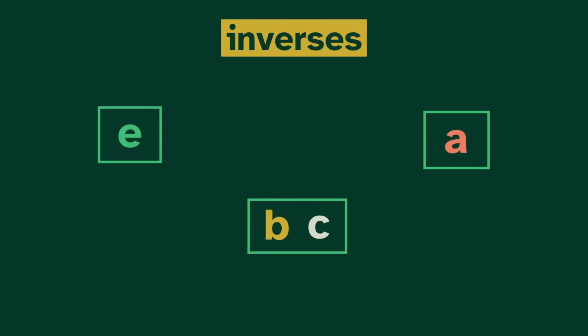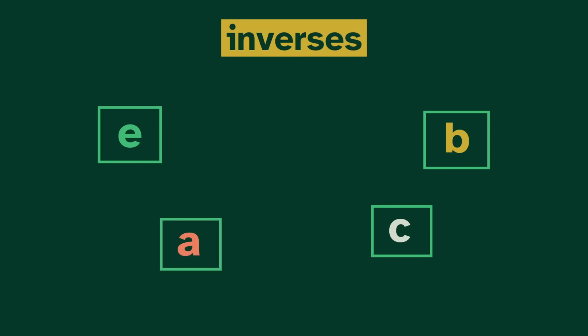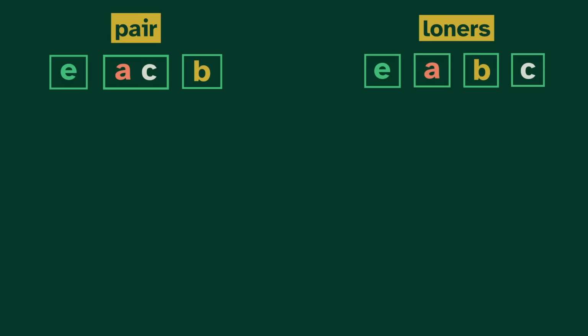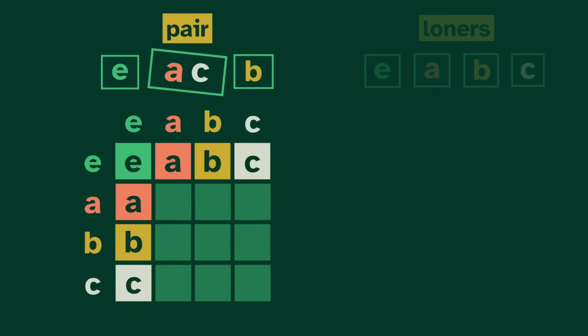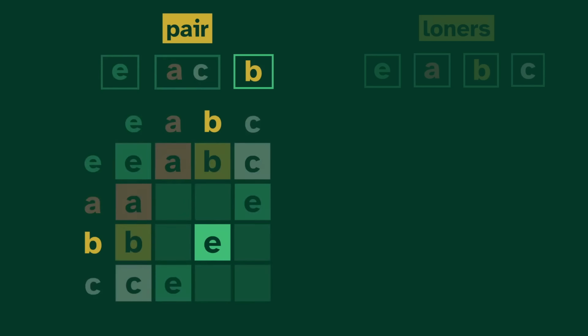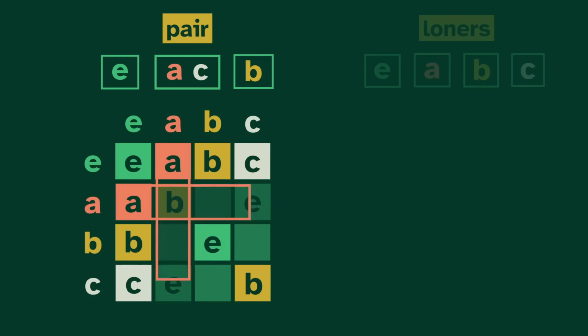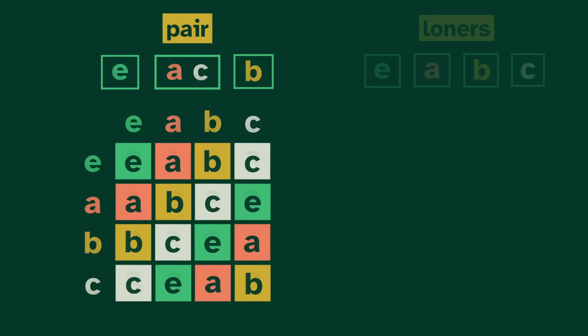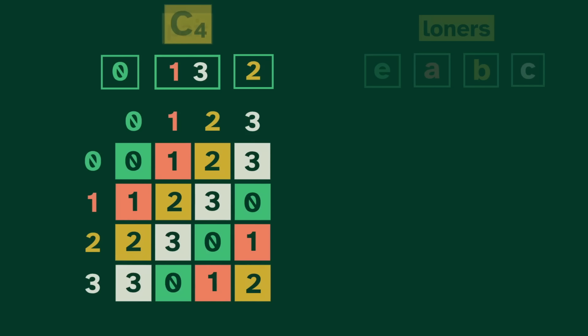We could use a different pair, but that would just be isomorphic, since we can just rename the elements. The only truly different group would have no pairs. Everything has a loner. So there are these 2 options. Let's start with the pair. A and C are inverses, so E must go here and here. And then B is its own inverse, so E goes here. From there, we can fill the rest in. And if we rename the elements, we see this group is C4. 0 and 2 are their own inverses, and then 1 and 3 are a pair.